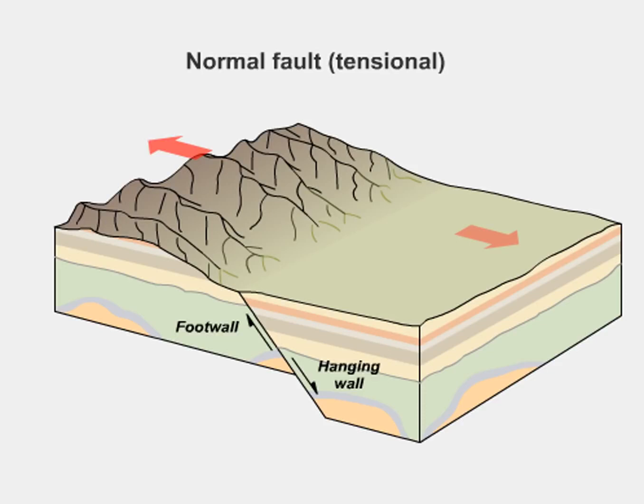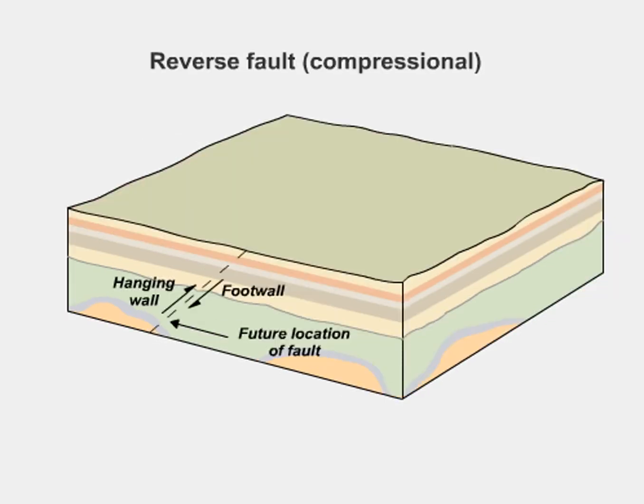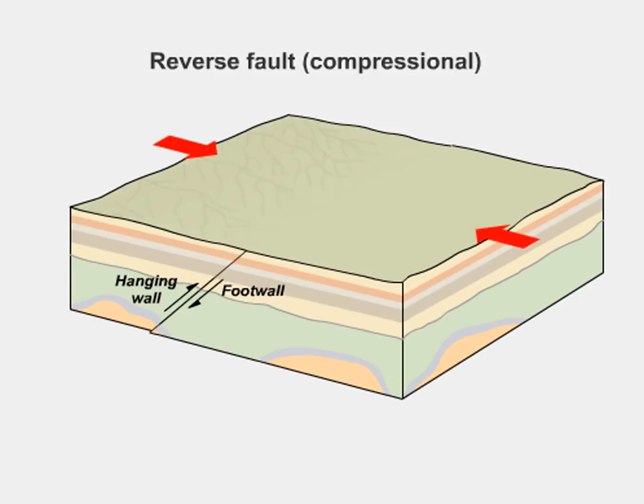A reverse fault develops from compressional stress. Movement along a reverse fault is also predominantly vertical, although in a type of reverse fault known as an overthrust fault, the upthrown block overrides the downthrown block at a very low angle.